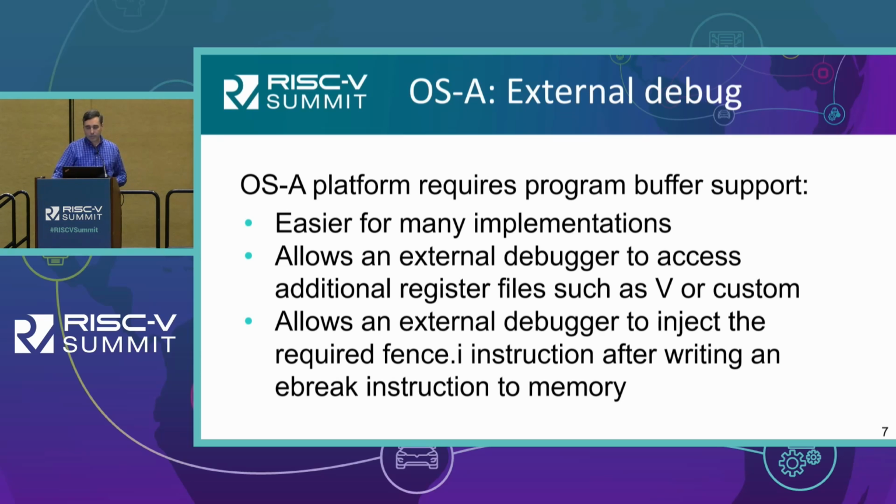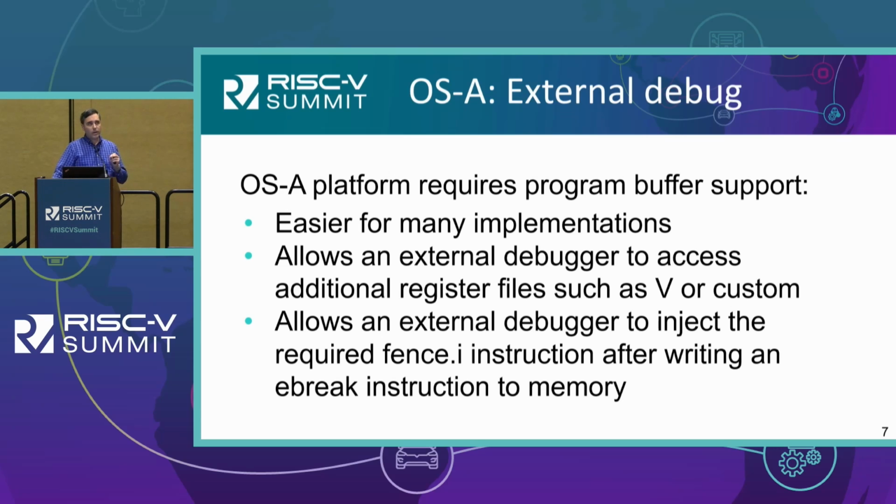And as I previously mentioned, abstract accesses don't support state other than the three things that I talked about. So anybody who wants vector or custom registers needs to use the program buffer.